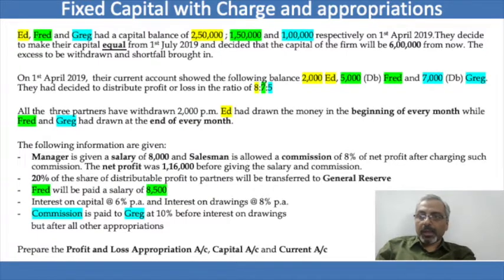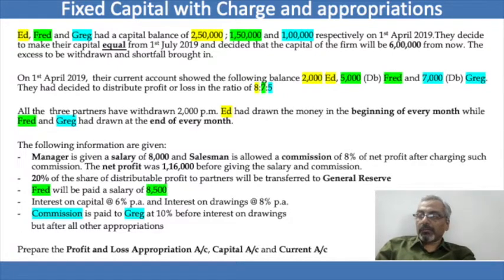Number one, the manager is given a salary of 8,000 and the salesman is allowed a commission of 8% of net profit after charging such commission. The net profit was 1,16,000 before giving salary and commission. Now over here, please understand very carefully that first from 1,16,000, 8,000 needs to be subtracted as a salary, and then the commission, that is 8 by 108, has to be taken into consideration because the words used over here are after charging such commission.